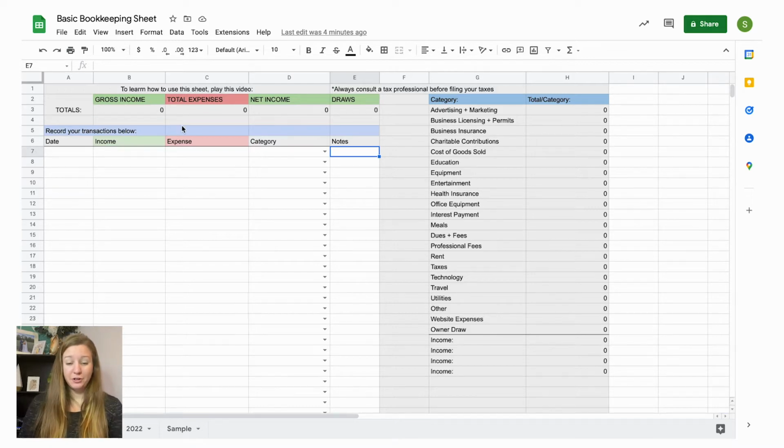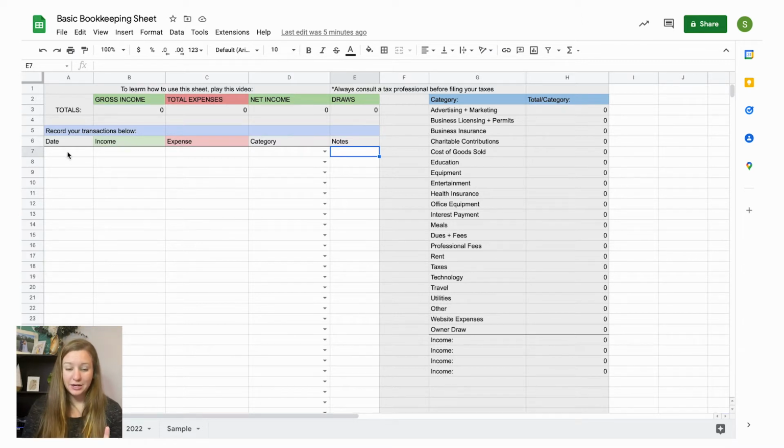So first off, I'm going to show you really quick what this template looks like. It might look a little overwhelming. Everything in gray, you do not need to worry about. All that stuff is going to auto-calculate for you. The only thing you need to worry about is this section in white.